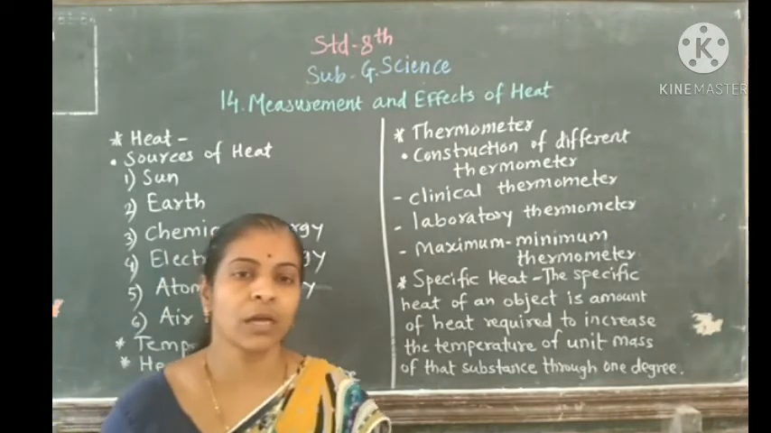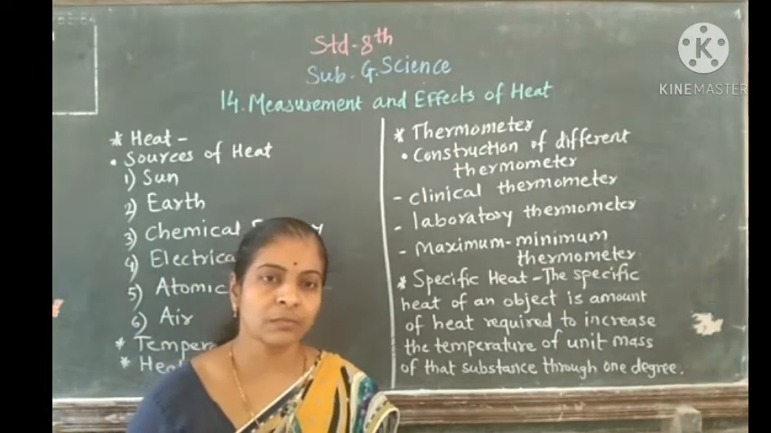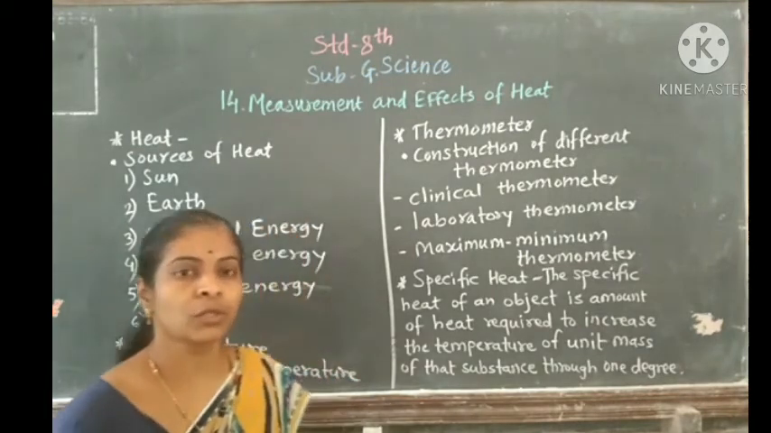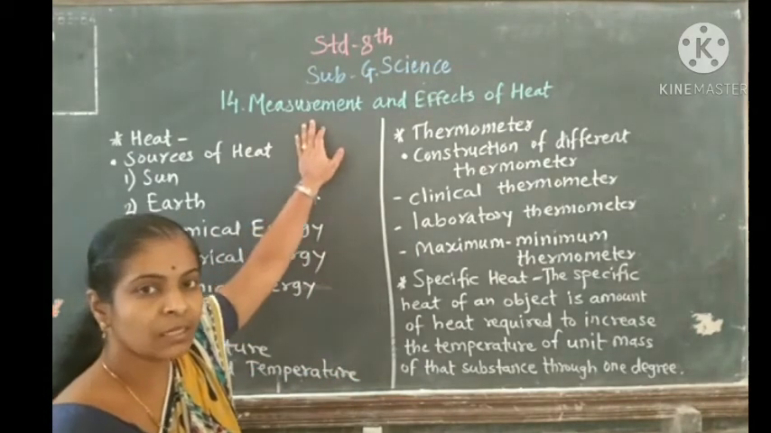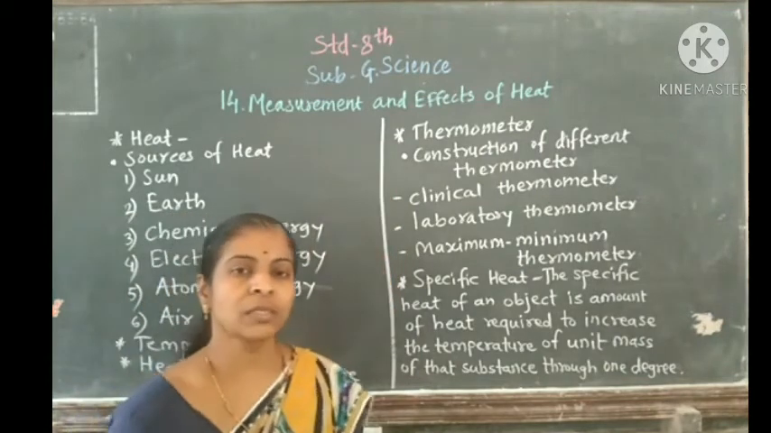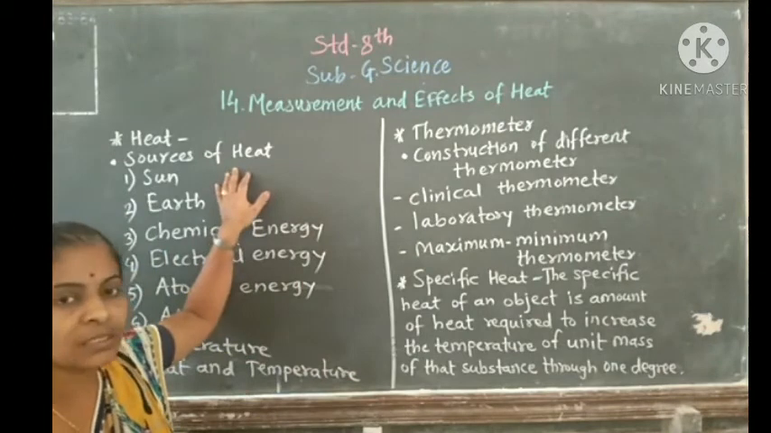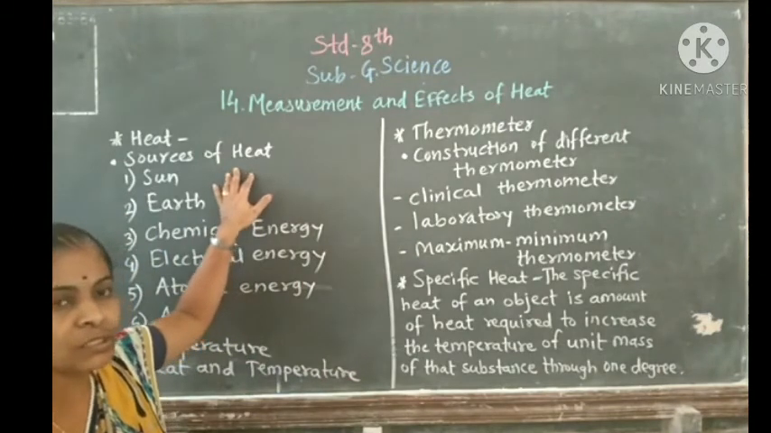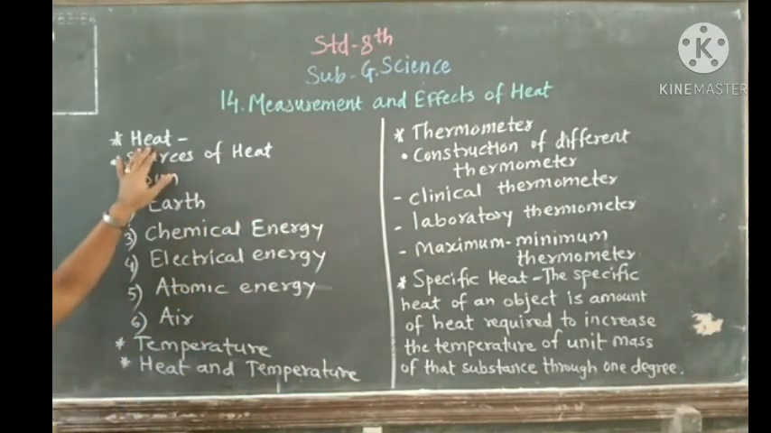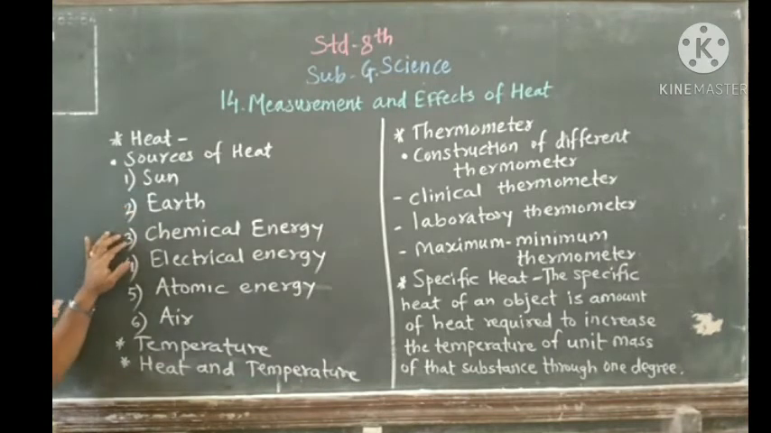Students, today we are going to revise some different aspects from the unit, that is measurement and effect of heat. In this lesson we have studied different concepts. First of all, we studied about heat and the different sources of heat. Those sources are sun, earth, chemical energy, atomic energy, electric energy, air. All these are different sources of heat.